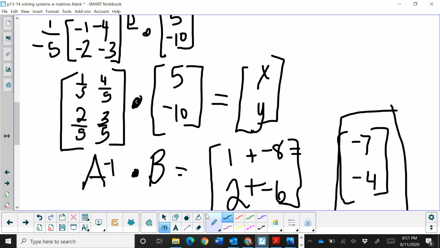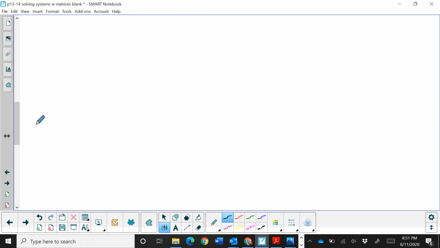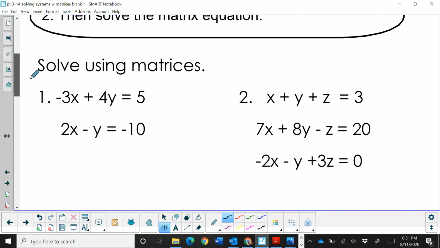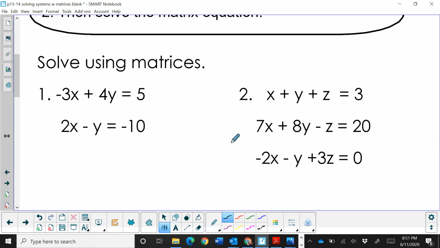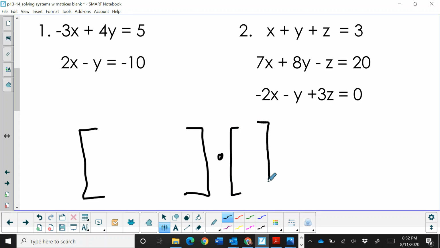Now, let's go back and look at the 3 by 3. Okay, here's our 3 by 3 matrix, and we surely don't want to do that without a calculator. So let's just set it up. Set up the coefficient matrix, a variable matrix, and that's going to be equal to a constant matrix, or as I call it, the solutions.